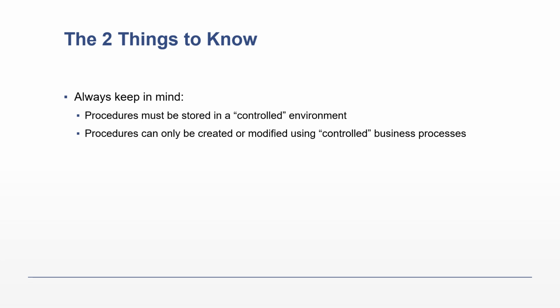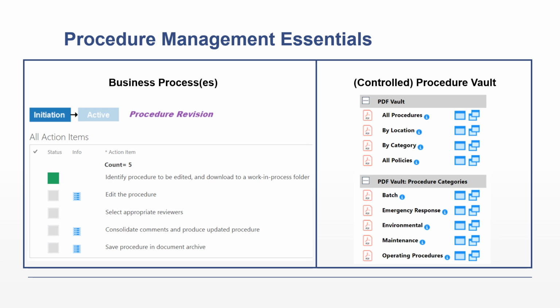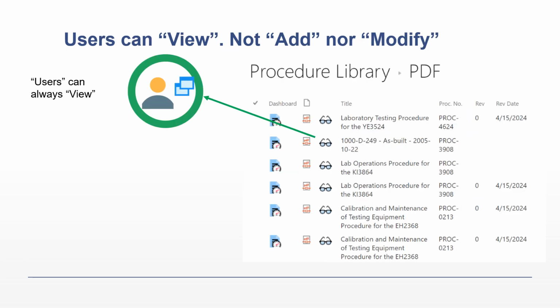You're well aware that each procedure has to be created or modified in a systematic manner with proper reviews and approvals. When we translate this into technology requirements, we have a need for: one, business processes to manage the creation and revision of procedures, and two, a controlled procedure vault, where the procedures are stored. Note that the terms vault, library, and repository are often used interchangeably. They each refer to the notion that procedures are going to be stored in a controlled environment that is not a network file share.